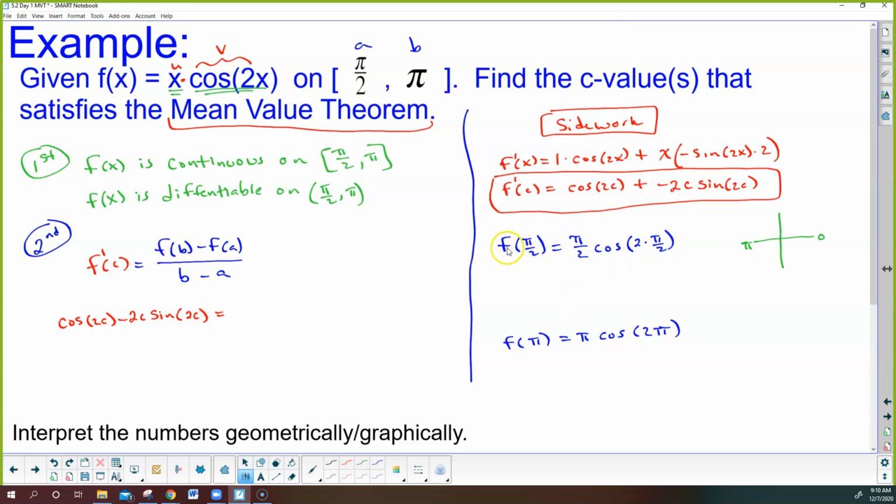So if I simplify f of pi over 2, well, the 2's are going to reduce out inside, so I'm just looking at cosine of pi. At pi, cosine is negative and sine is 0, so I get negative 1 times pi over 2. So there's my first output. That can be f of a.